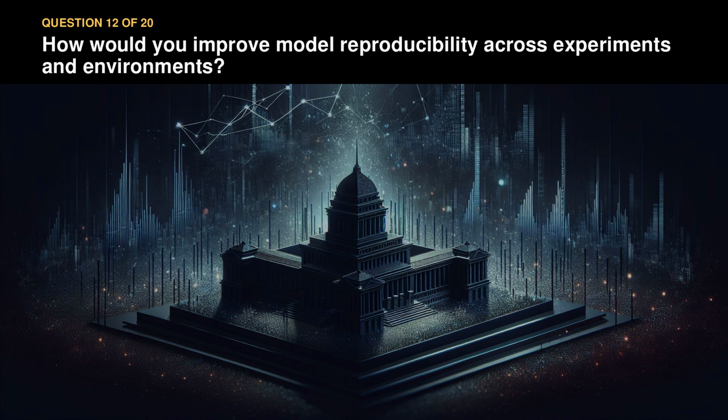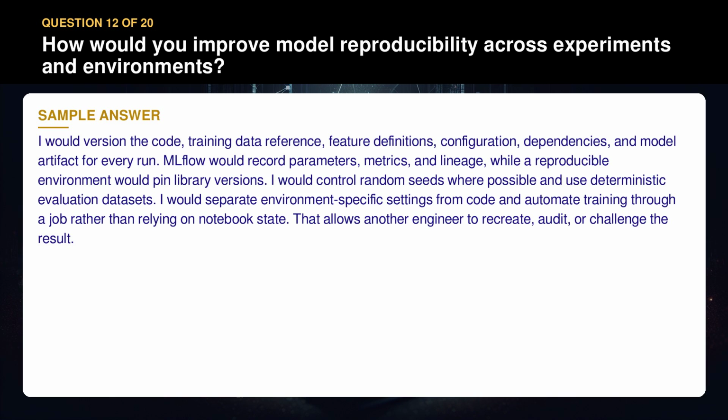Question 12. How would you improve model reproducibility across experiments and environments? I would version the code, training data reference, feature definitions, configuration, dependencies, and model artifact for every run. MLflow would record parameters, metrics, and lineage, while a reproducible environment would pin library versions. I would control random seeds where possible and use deterministic evaluation datasets. I would separate environment-specific settings from code and automate training through a job rather than relying on notebook state. That allows another engineer to recreate, audit, or challenge the result.